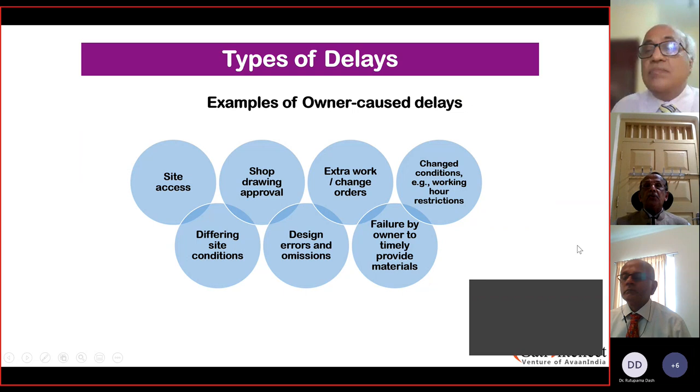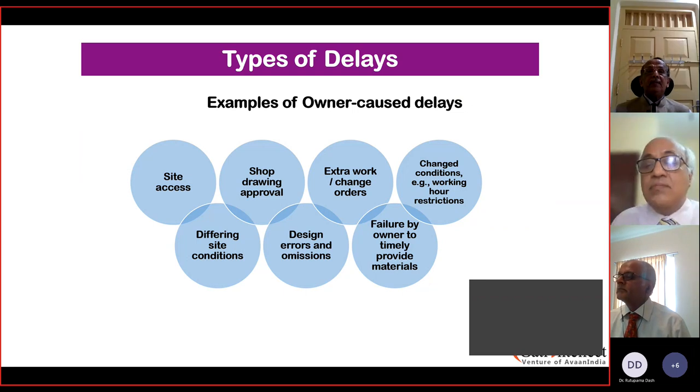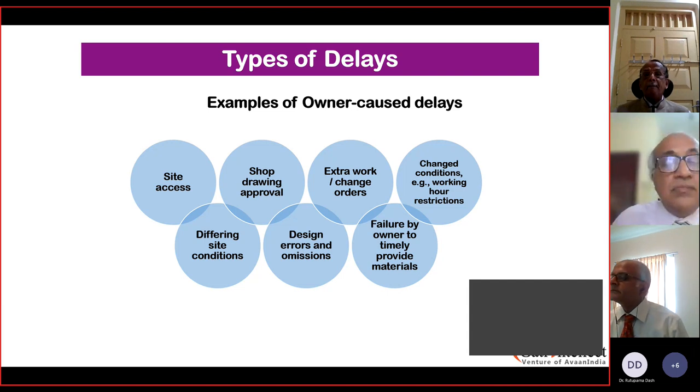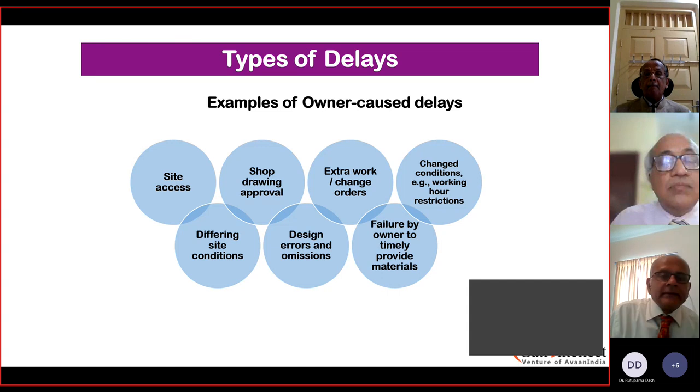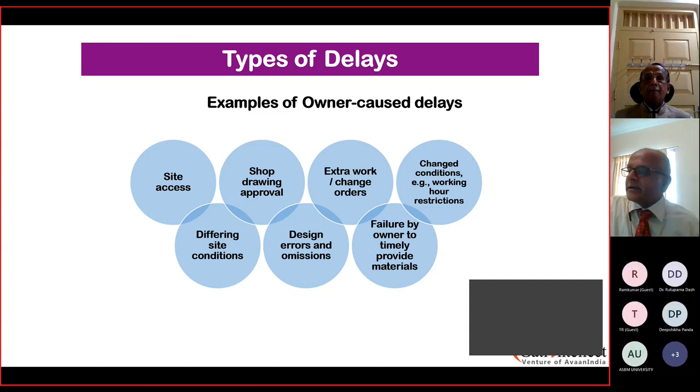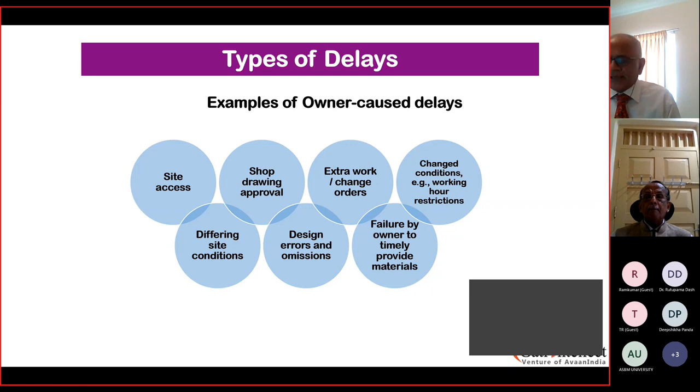Right, let's move on to the owner cost delays. Shyam, would you like to take over the owner cost delays? Yeah, so these are some examples where the types of delays are caused mainly because of the owner of the contract.